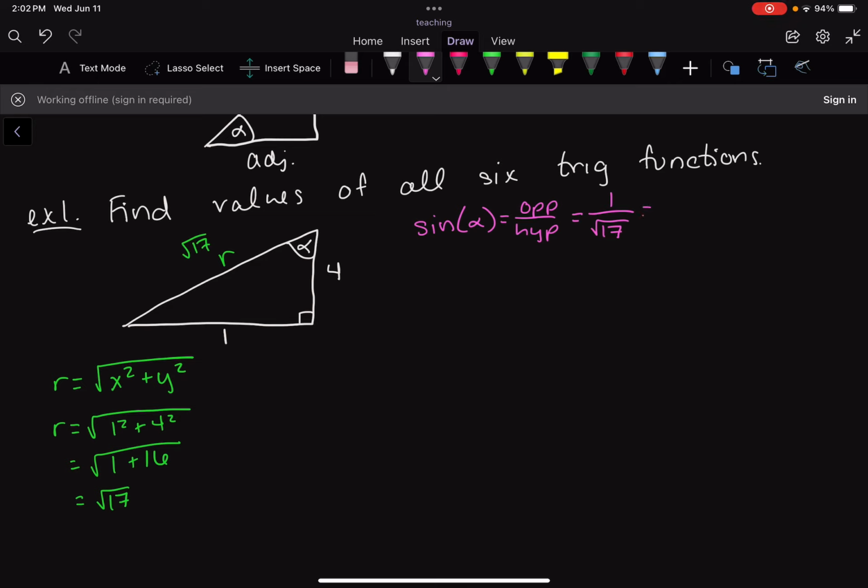Also make a note here that in my math lab, they are going to want this rationalized, so that's the rationalized version. Let's do cosine. Cosine is adjacent over hypotenuse. So the side adjacent to my angle, that means touching it, is 4. So I get 4 over root 17. Rationalized, this is 4 root 17 over 17.